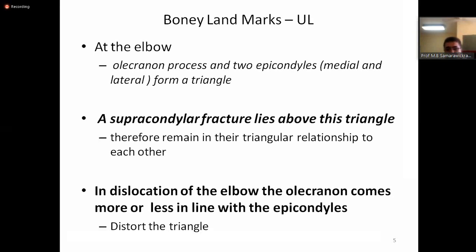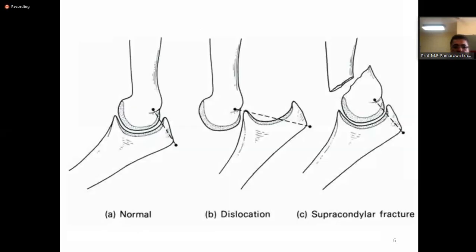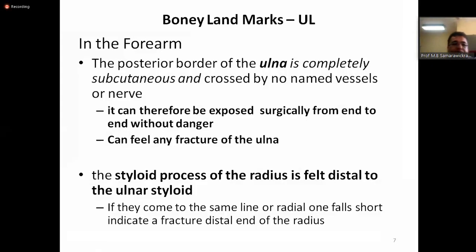At the shoulder, the greater tubercle of the humerus is the most lateral bony prominence in normal anatomy. The acromion process forms the summit of the shoulder, and remember, the acromion becomes the most lateral in shoulder dislocation. So when a patient comes and you feel these bony prominences, if the acromion has become the most lateral, you can diagnose that the patient has shoulder dislocation.